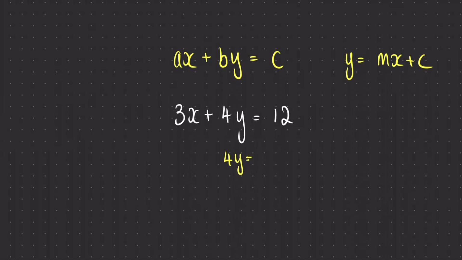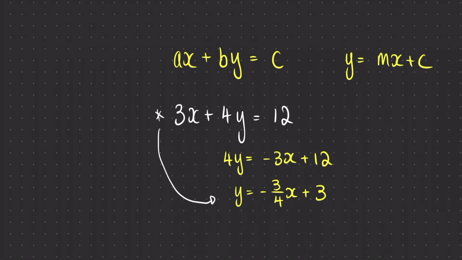Let's subtract 3x from both sides. And then we can divide both sides by 4. And we can see that we've converted from our initial ax plus by equals c form back into our y equals mx plus c. And from this we can easily interpret several things. First of all, the gradient is going to be minus 3 over 4. And also the y-intercept is going to be at the point 0, 3. So just to remind you, I'll label the gradient and our y-intercept.